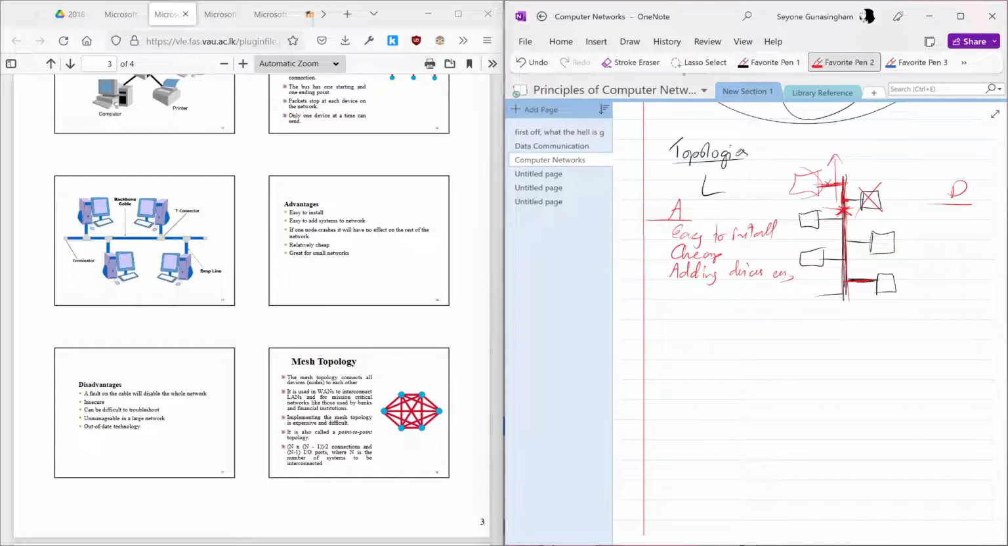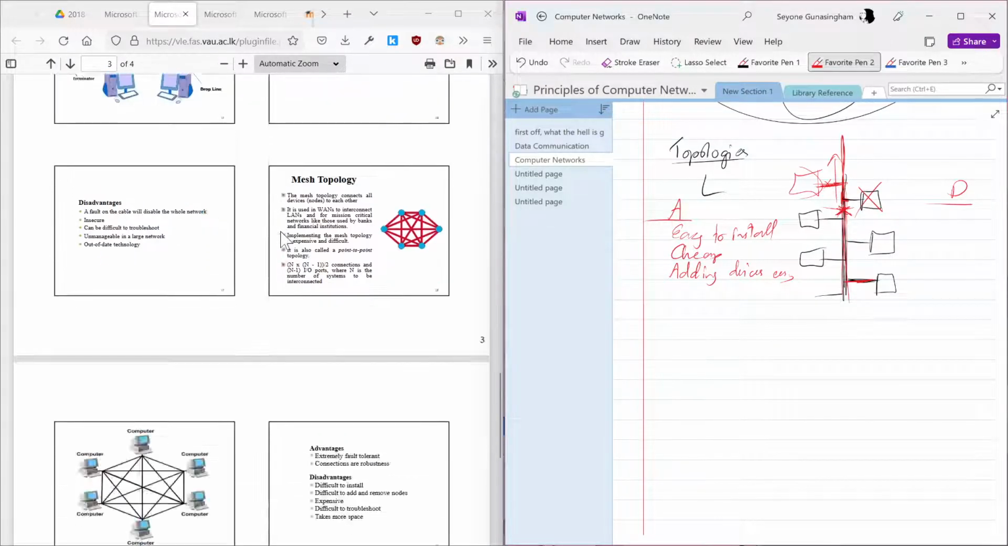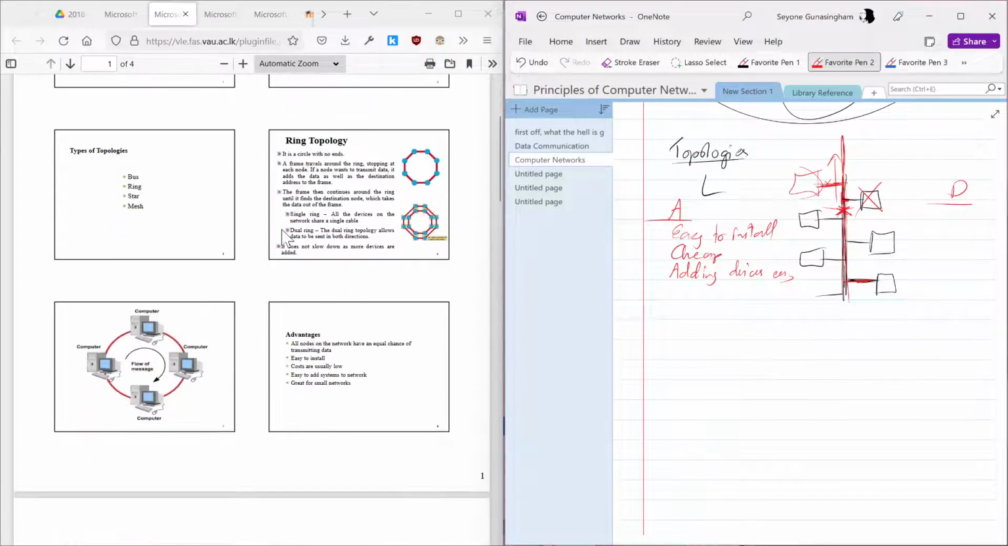It's insecure because all the data goes through this one trunk, difficult to troubleshoot, unmanageable in a large network. Imagine the size of the trunk you'd need, and all the drop down cables, like 200 computers connected this way. It'd be terrible. And apparently it's out of date. I can still think of a use for it, like in a computer lab, it's probably easy to use. Oh well. So that's basically the bus topology. Nothing special there. The next thing is the ring.